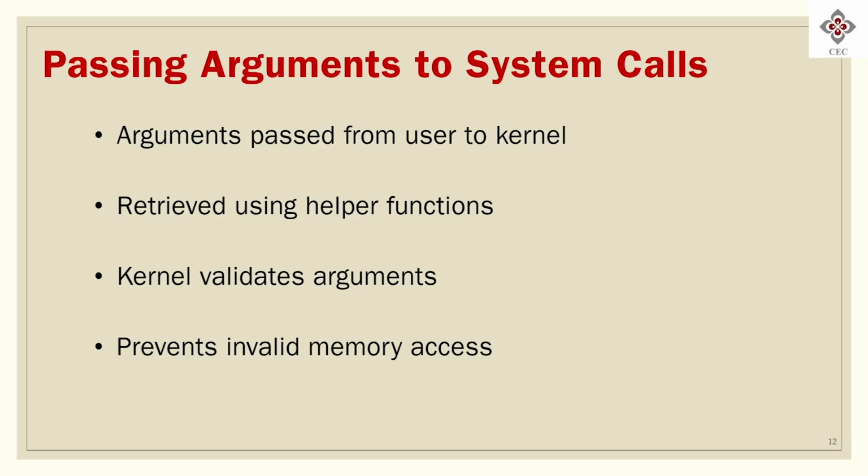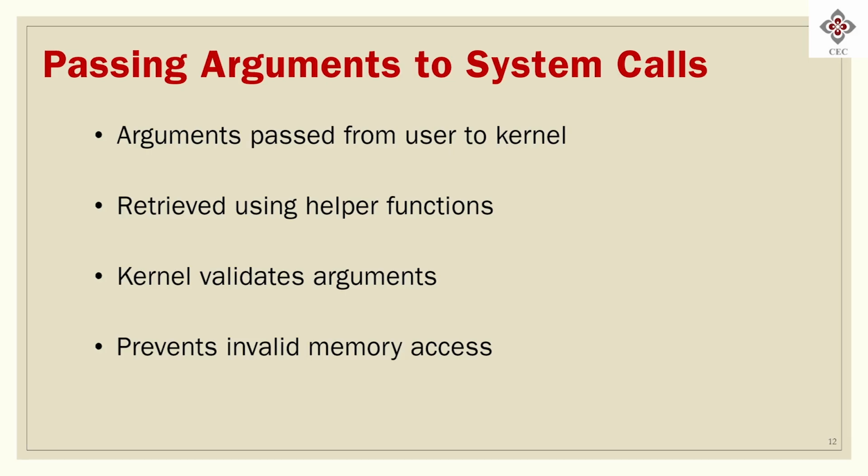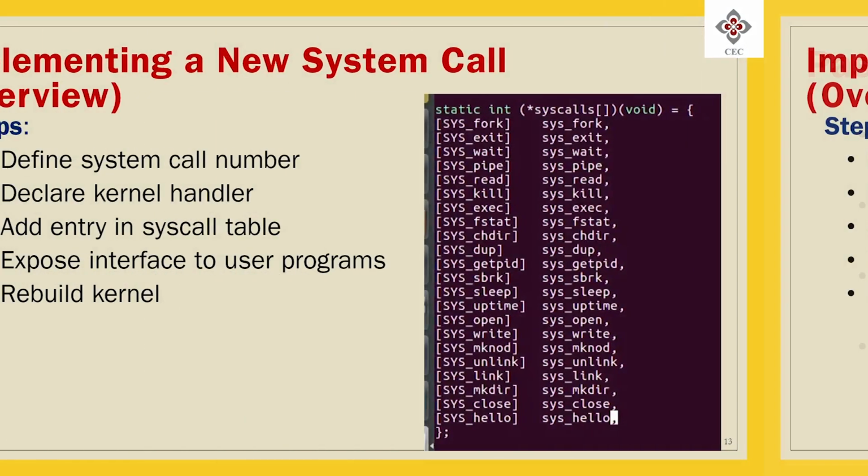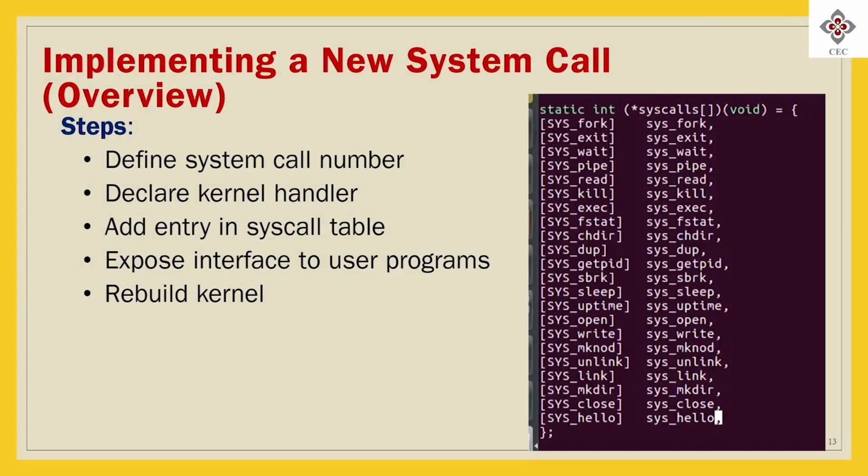Passing arguments: the arguments are passed from the user to the kernel. The kernel will retrieve them using helper functions, and the kernel validates whether these arguments are appropriate for execution. Then it checks whether it is crossing any memory boundary, so it prevents invalid memory access. The kernel is responsible for ensuring that the arguments are correct and that it is not crossing the boundary to access any resource.